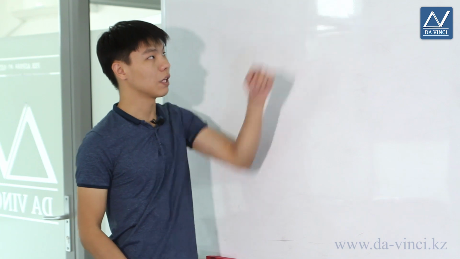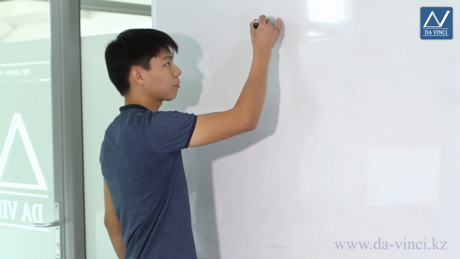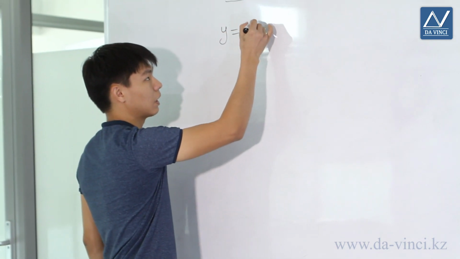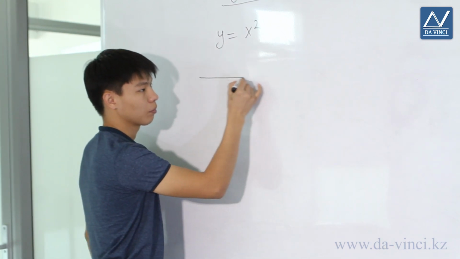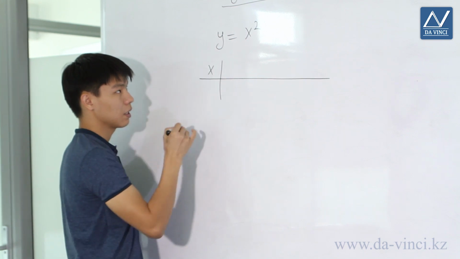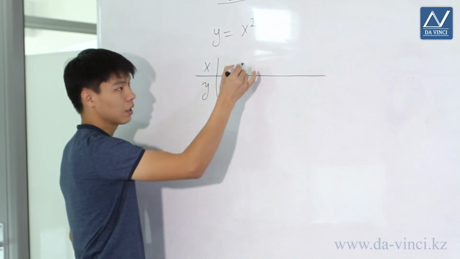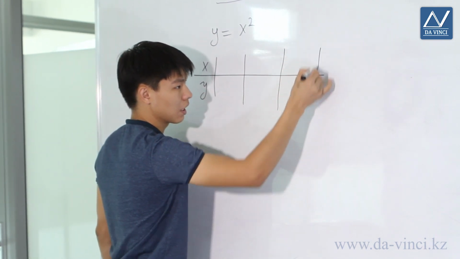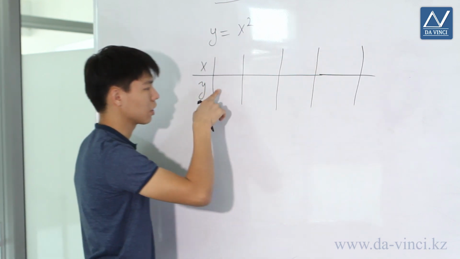Hi, the topic of this lesson is the function y is equal to x squared and its graph. Let's try to build a graph of the function y is equal to x squared. To do this, let's make a table where the values of the argument x will be on the top and the values of the function y will be below. Let's put some values for the argument x and find the corresponding value for y.